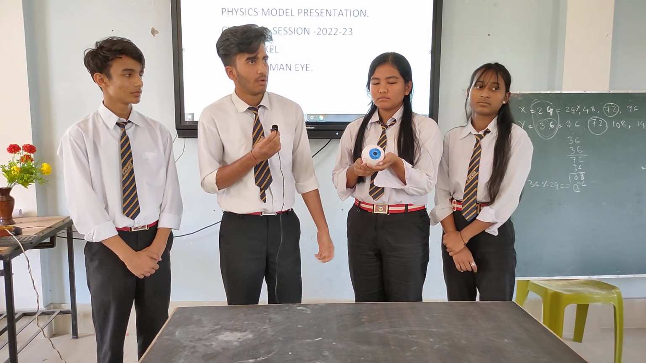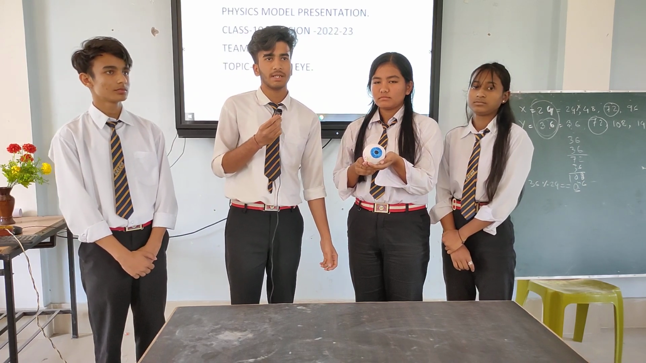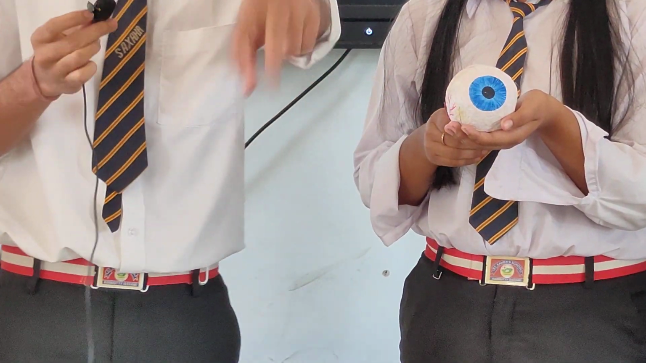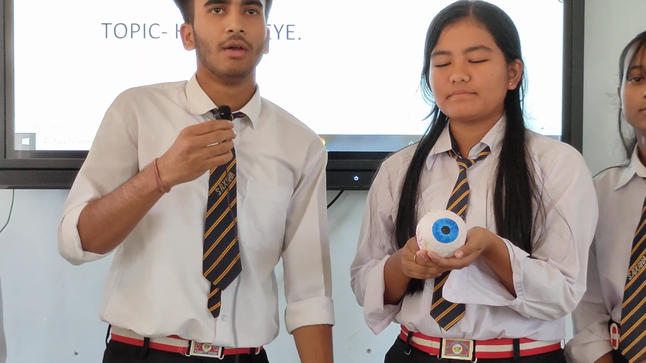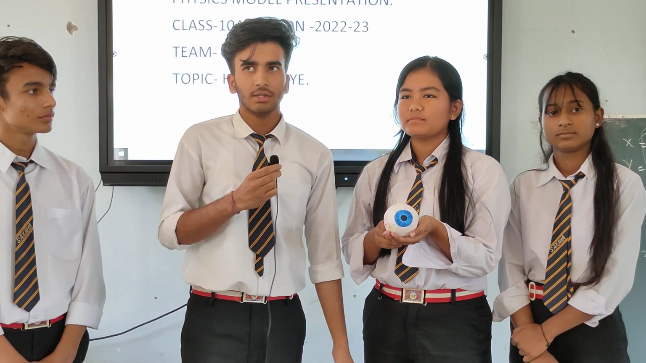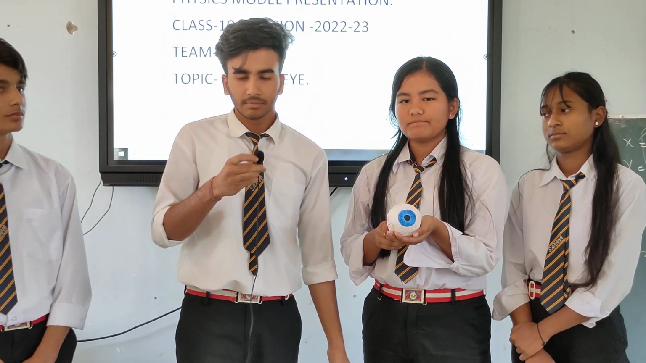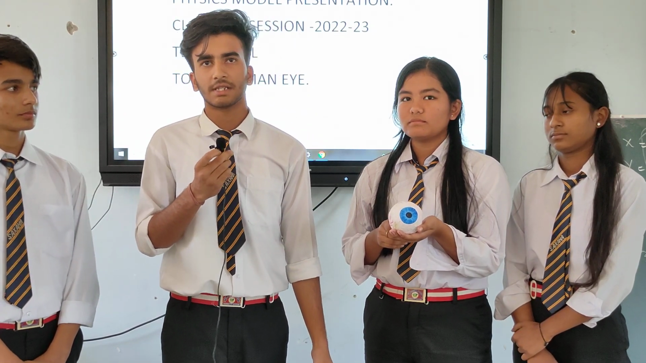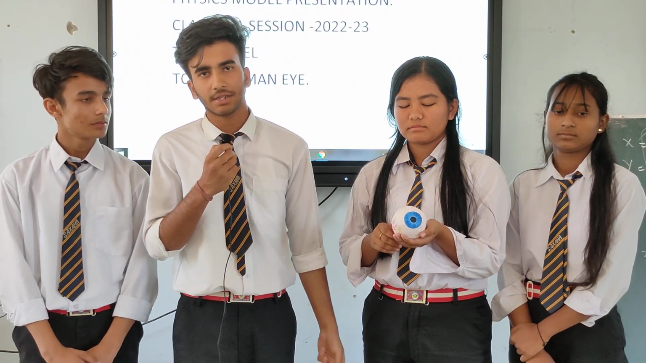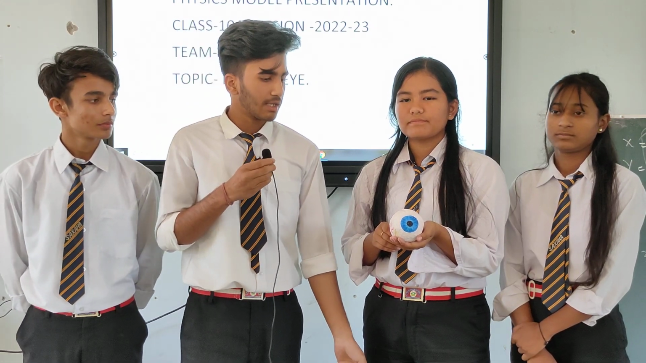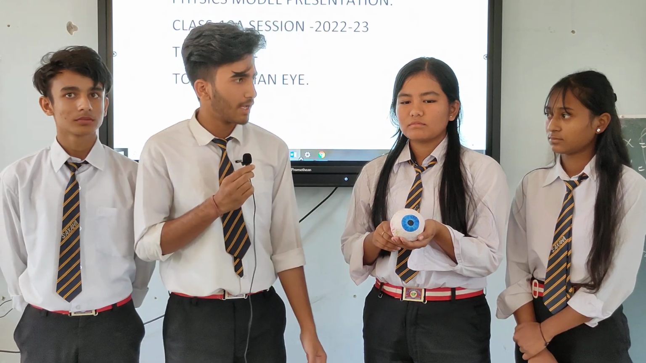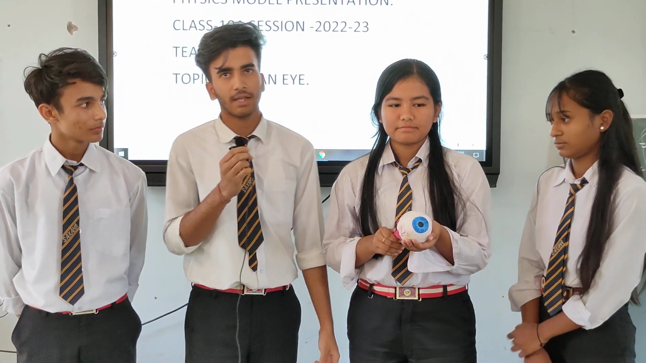Then comes the lens. The lens bends the light, and the lens and the cornea work together to focus the light on the retina. When the light hits the retina, special cells called photoreceptors convert this light into electrical signals. These signals are then carried to the brain by the optic nerve, which are then converted into the image we see.